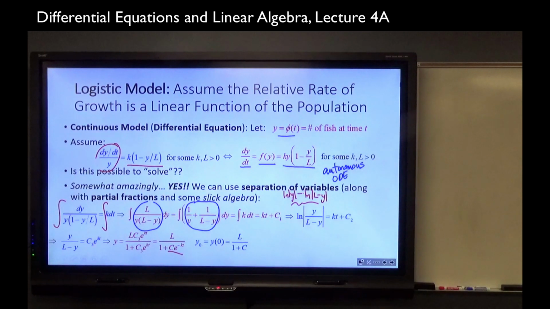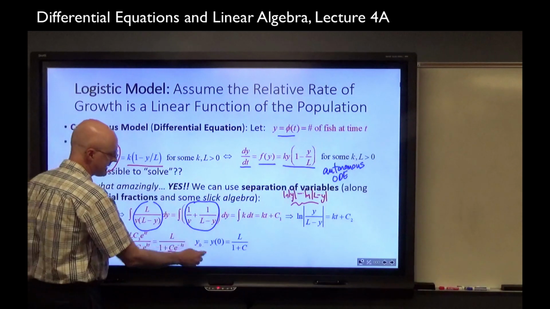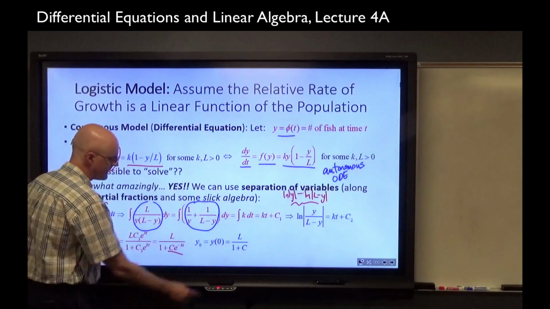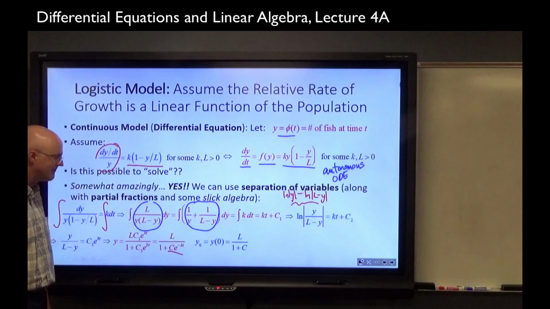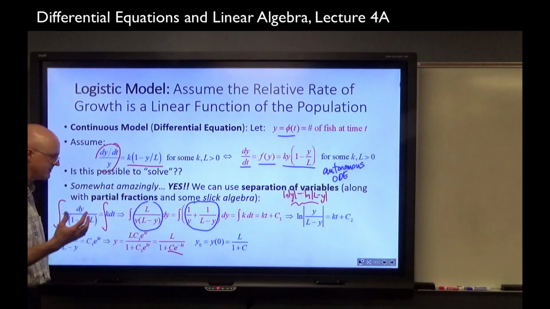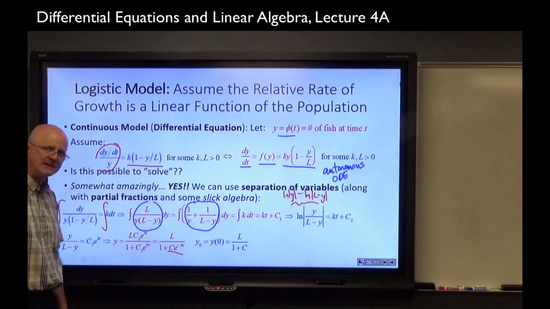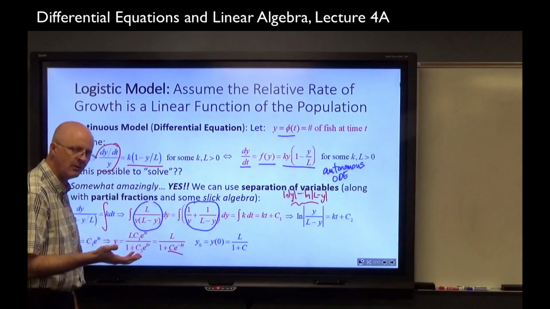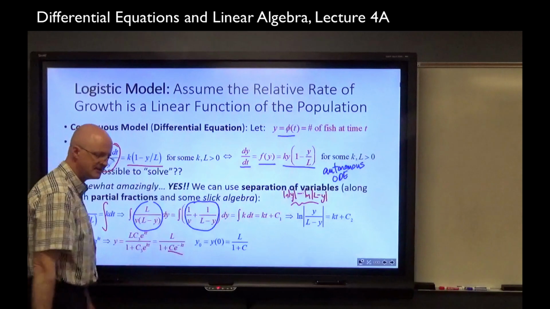Now let's use an arbitrary initial condition. y sub 0 equals y of 0. Plug in t equals 0. e to the 0 is 1, so I get L over 1 plus c. My goal is to solve for c in terms of y0. L is some fixed number that I'm not specifying. c is an arbitrary number in general, but I want to get it in terms of y0.